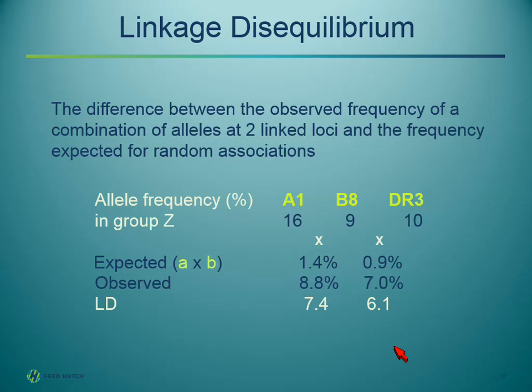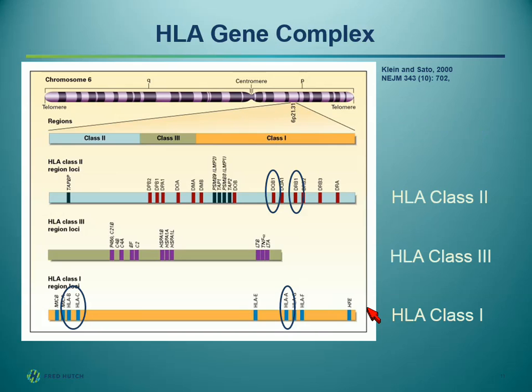So this is kind of what I'm talking about. If you have an A1 B8 DR3 haplotype and the frequency in a particular population is 16, 9, and 10%, then if you just do basic math and link these all together, that would be the expected frequency of seeing them together. But what we actually observe is that they're much more frequently linked than if you look at any one by itself. So that's the principle of LD, or linkage disequilibrium.